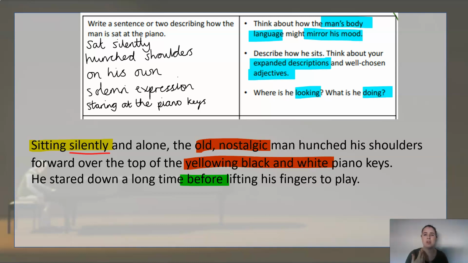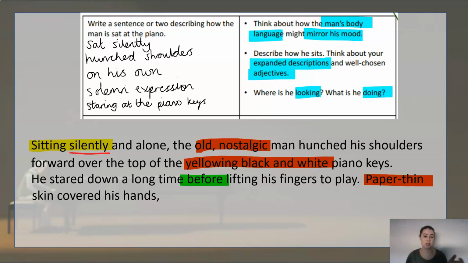Paper thin. So paper thin skin covered his hands. Paper thin is also a hyphenated word in there, but it's an adjective to describe his skin. Can anyone remember what it was that was covering his hands? How would you describe his hands as an elderly gentleman? Because it could be veiny, could be bony, could be frail. Could be very fragile, could be long and elegant.